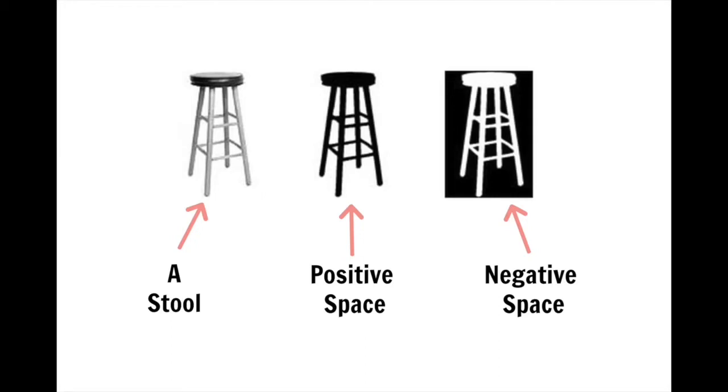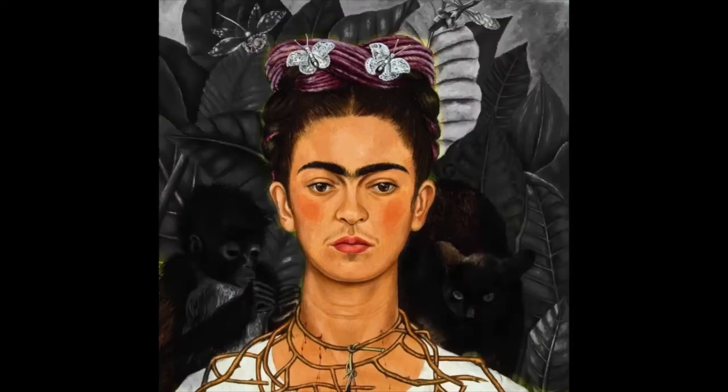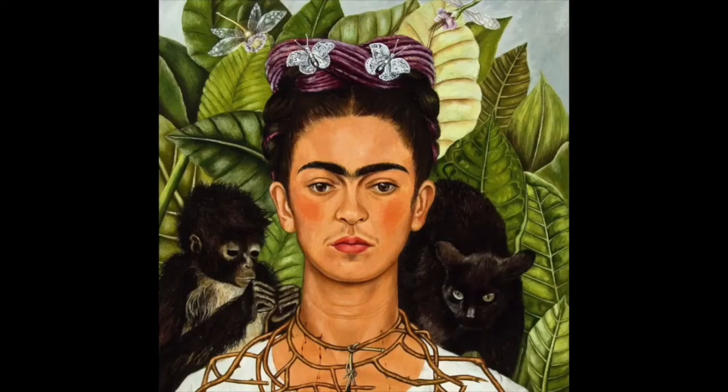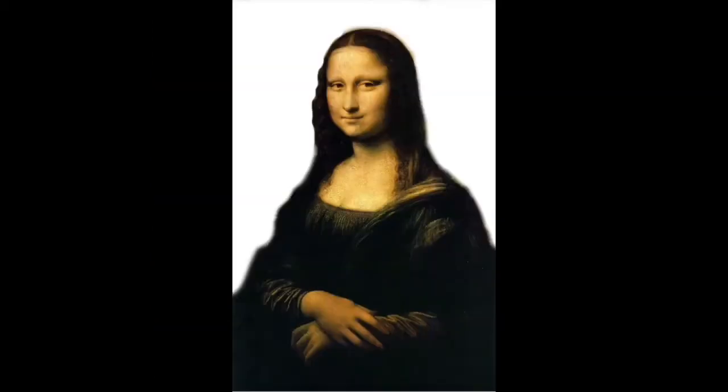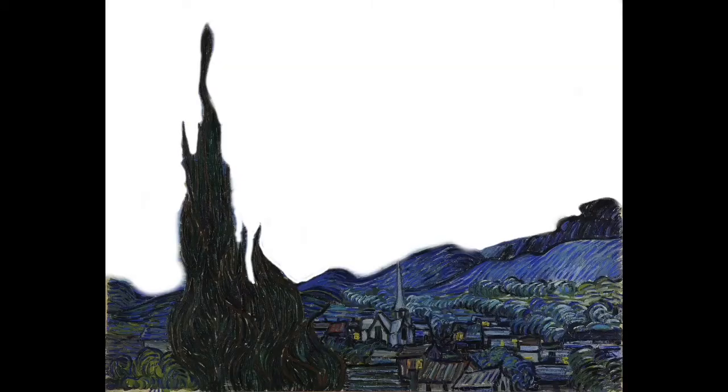The positive space in a drawing or a painting is usually the main subject of your artwork, like the illustration of the stool here. The negative space is the background or the space around the subject. Typically, our eyes are drawn to the positive space first. In this well-known self-portrait by Frida Kahlo, Frida herself takes up the positive space, and the monkey and cat foliage in the background fills the negative space, or the background. While we tend to focus on the main subject of our artwork, it is equally valuable to put some thought into what will fill up the negative space or background.